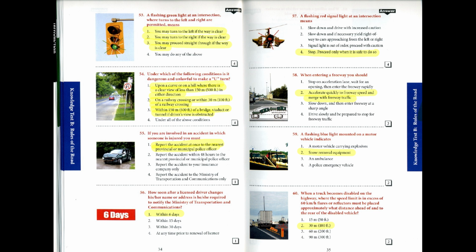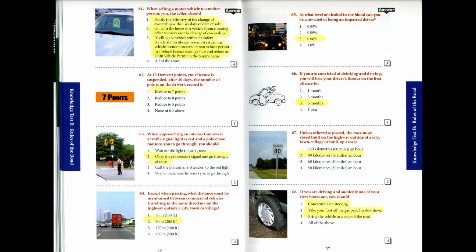Number 60. When a truck becomes disabled on the highway, where the speed limit is in excess of 60 km per hour, flares or reflectors must be placed approximately what distance ahead of and to the rear of the disabled vehicle? About 30 meters. Number 61. When selling a motor vehicle to another person, you, the seller, should notify the Ministry of the change of ownership within 6 days of date of sale.